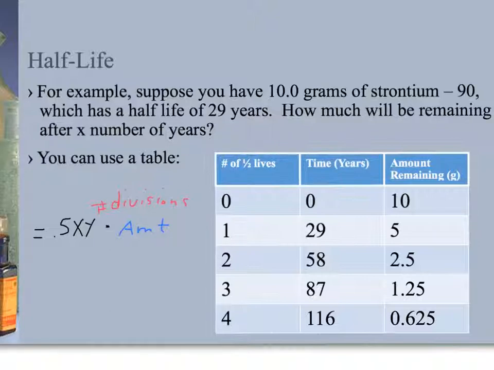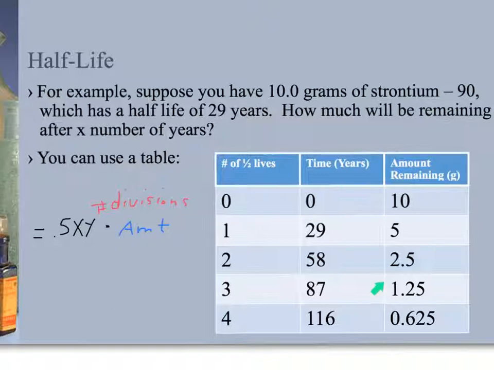Let's say that we have 10 grams of strontium and it has a half-life of 29 years. So when we start off, we have 10 grams. In 29 years, which would be our first division, we would have 5 grams remaining. In 29 additional years, which would be our next division, 58 years would have passed, we would have 2.5 grams remaining. In 29 additional years, which would be a total of 87 years from the beginning, we would have 1.25 grams remaining.